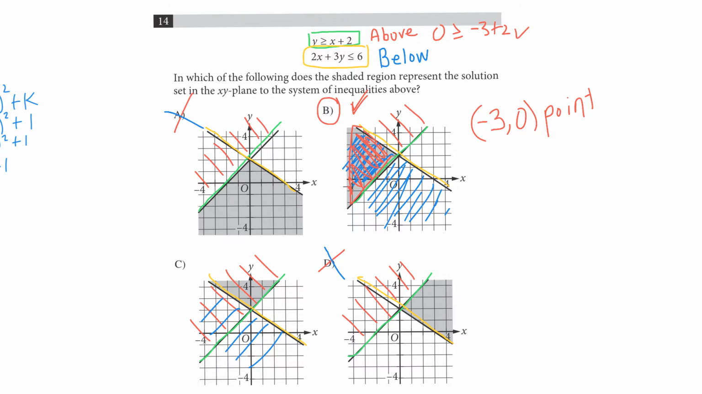And then on the second one, we have 2x, so it would be 2 times negative 3, which is negative 6, plus 3 times y, which is 0. That has to be less than or equal to 6, and negative 6 is less than 6, so that checks out. So that's one way that you can check. Now you only want to check if you have enough time to go back and do this. Otherwise, keep moving because it is a time test. So that was for number 14.